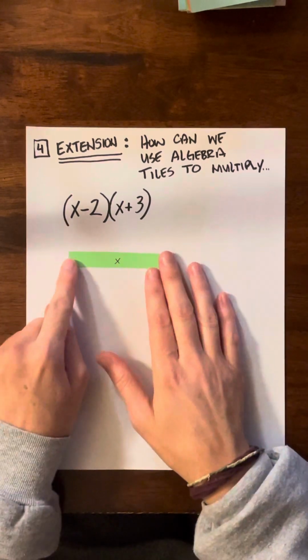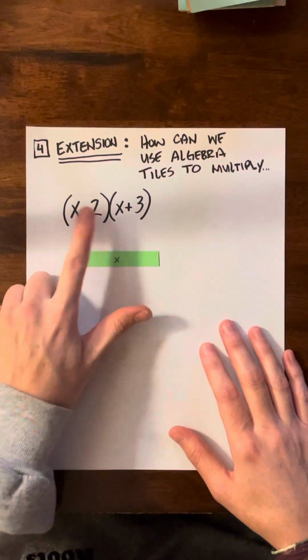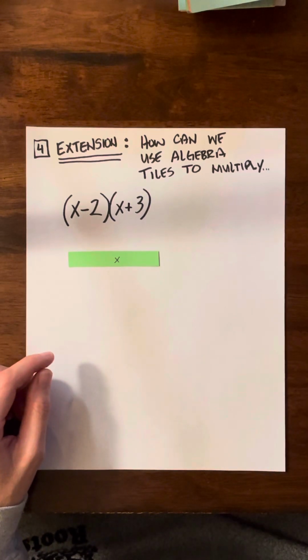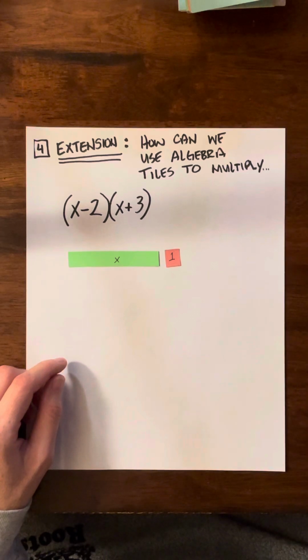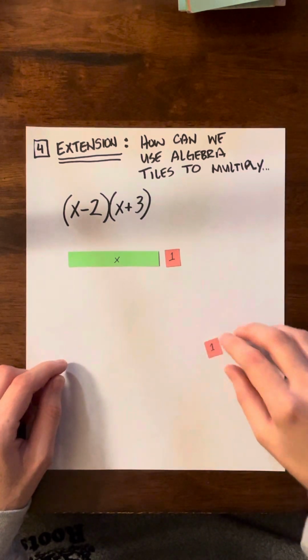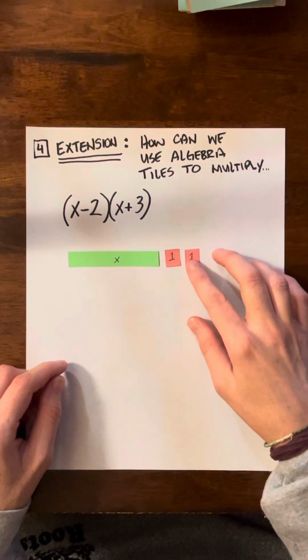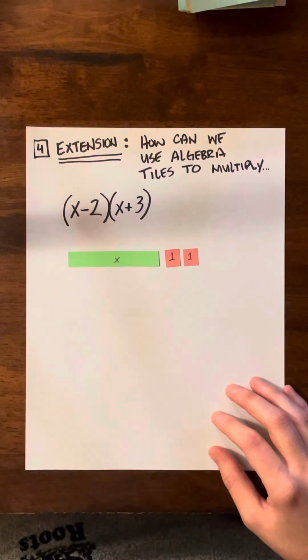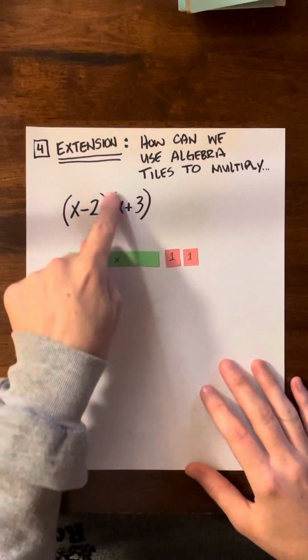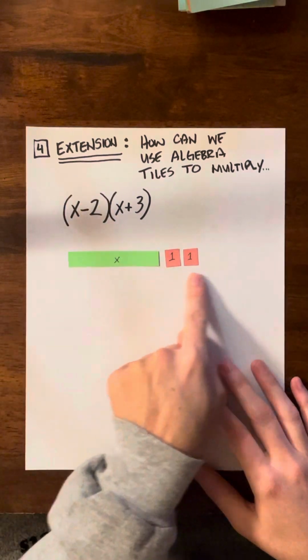Okay, it's a positive x, that's why it's green. And then we have -2. So we're going to put 2 red boxes, because they both represent 1, and 1 plus 1 equals 2. Okay, so we went ahead and used the parentheses and put it at the top.